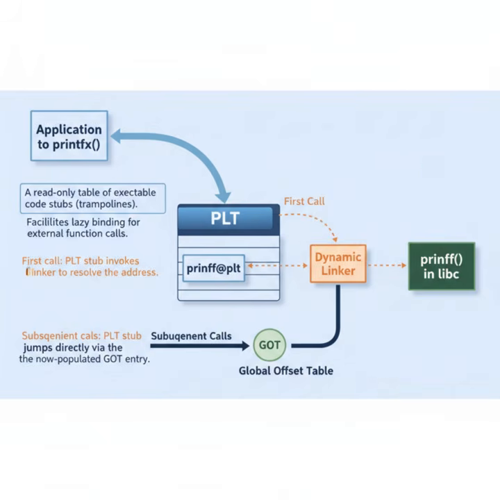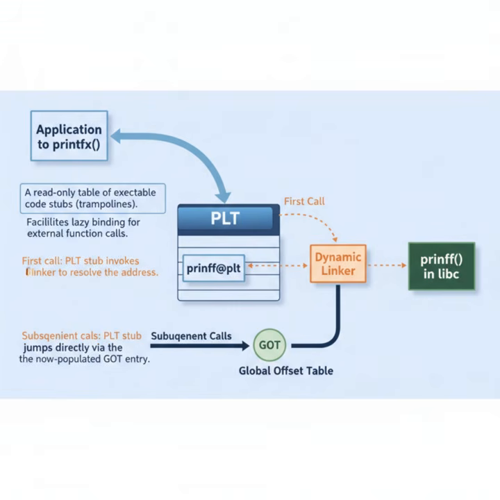Now, let's bring the procedure linkage table into the picture. The PLT works in tandem with the GOT, but specifically for resolving function calls. The PLT itself resides in the executable text segment and is comprised of a series of small code stubs or trampolines. When your application code calls an external function, like printf, it doesn't jump directly to the library. Instead, it jumps to the corresponding printf@PLT stub in the procedure linkage table.